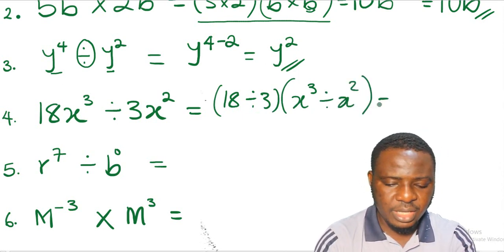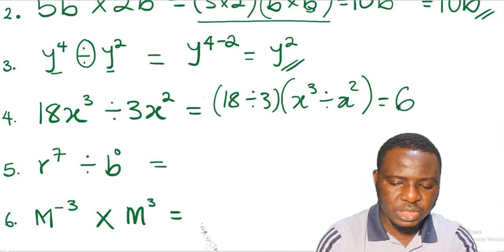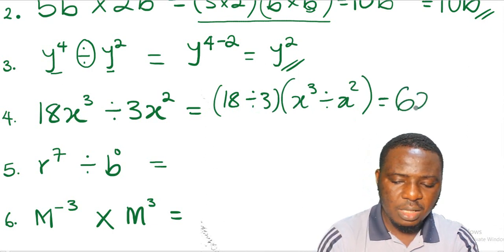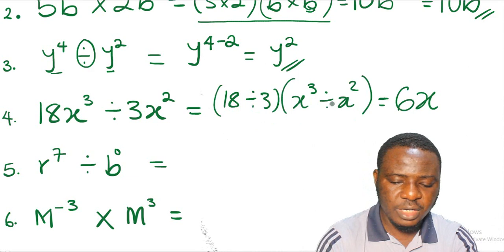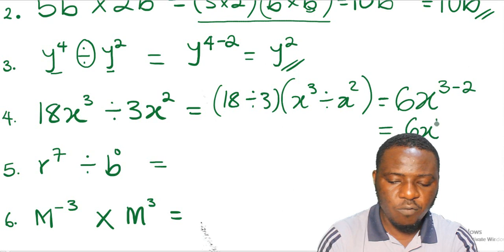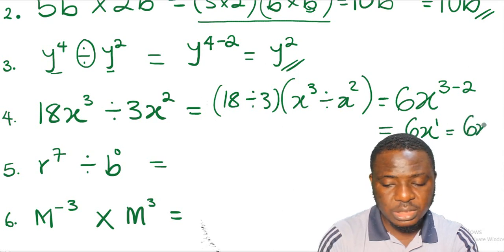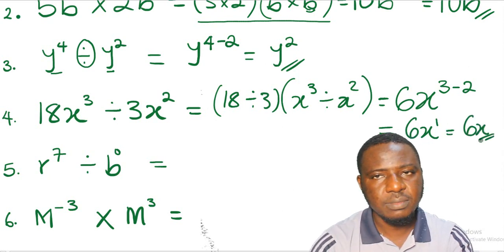For 18 divided by 3 is 6, while x raised to the power of 3 divided by x raised to the power of 2 is x raised to the power of 3 minus 2. And this ends up giving us 6x raised to the power of 1, which is the same thing as 6x.